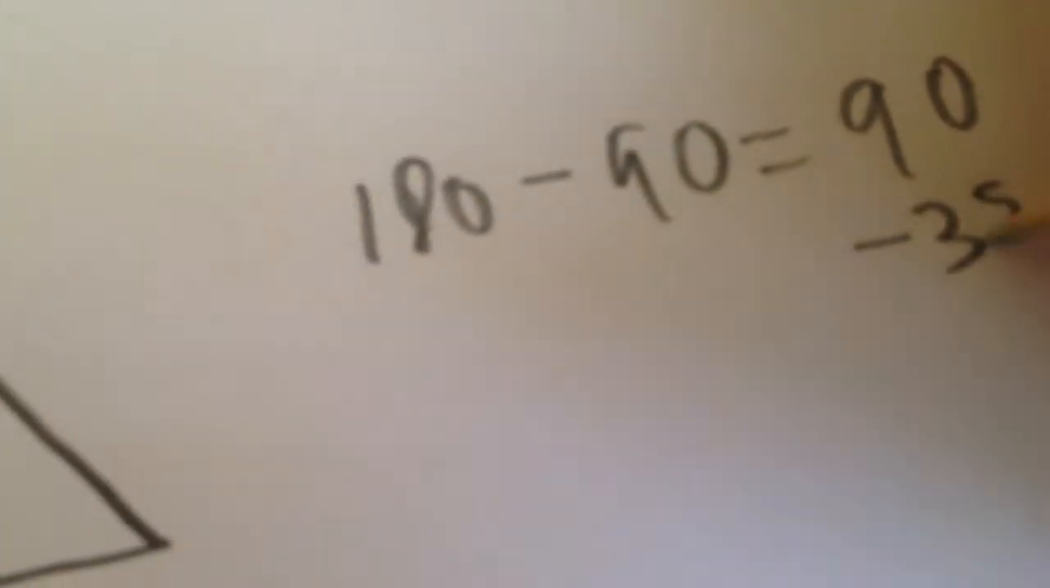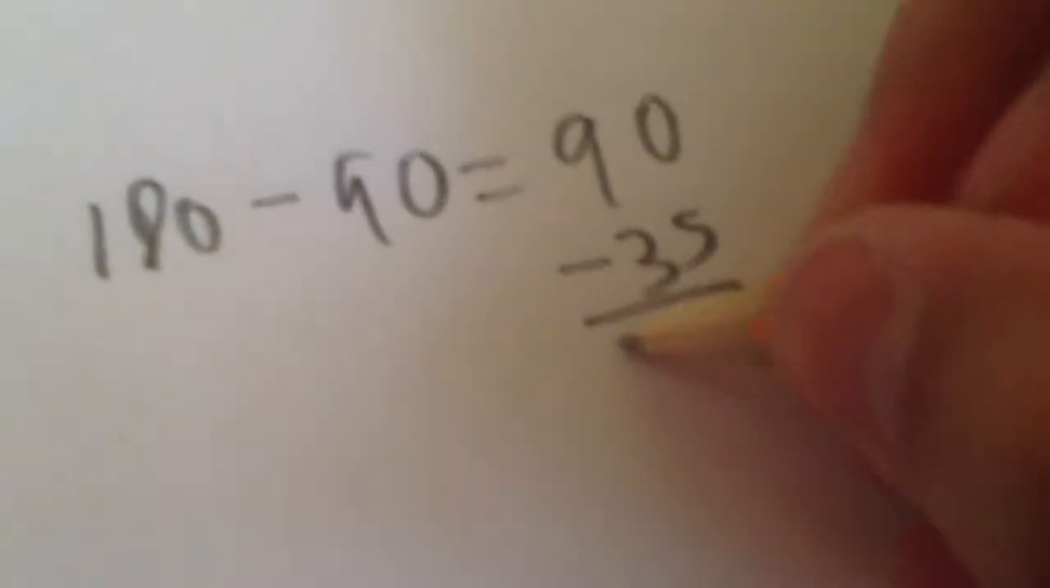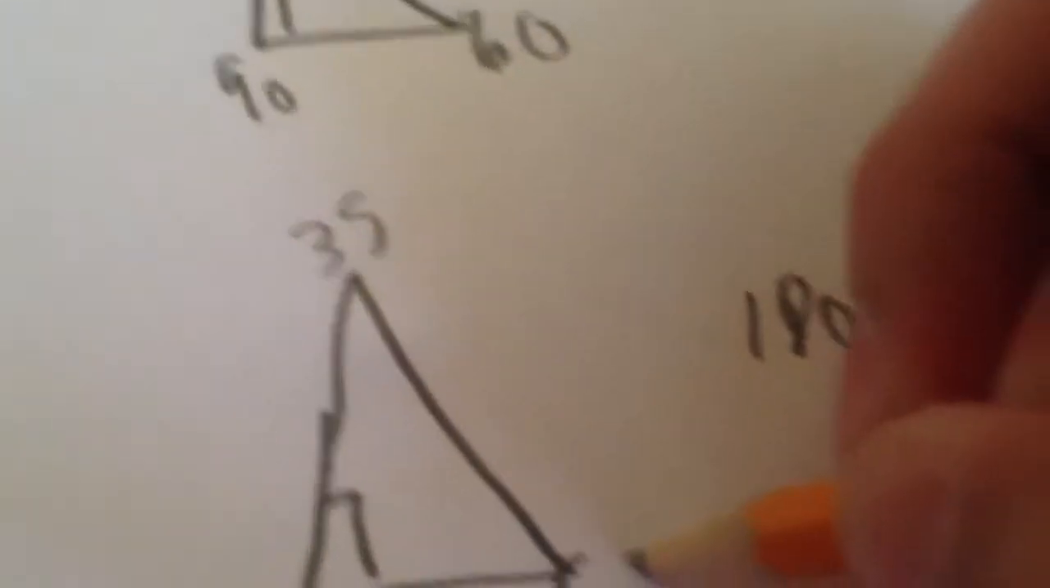So let's say this is 90 again right here. Again, the square, that box, represents 90 degrees. So let's say you have 35, and you need to find that third angle right there. So you have 180 minus 90, which is equal to 90, minus 35. So that's 55. So you just found the third angle.